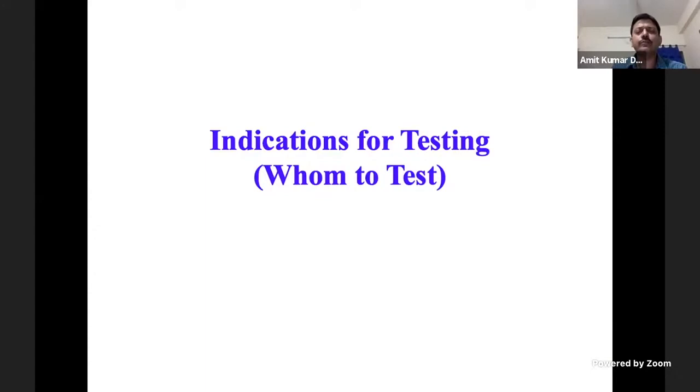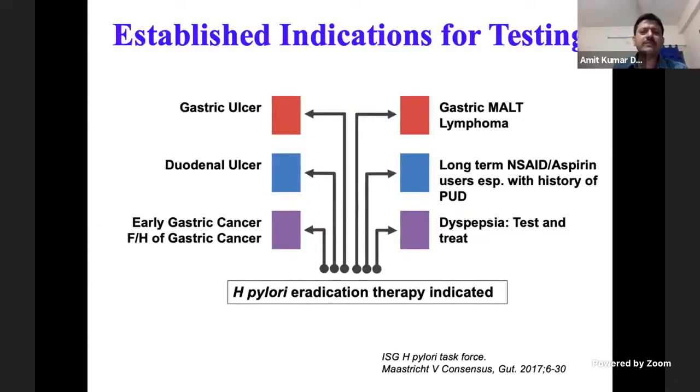Now, just a couple of slides before I conclude. As I said, infection is so common in our country. So whom should we test for H. pylori? There are some well-established indications for this, which include patients who have gastric ulcer, duodenal ulcer, patients with early gastric cancer, those who have a family history of gastric cancer, and patients with gastric MALT lymphoma. Another group is patients who are going to be on long-term NSAID or aspirin.